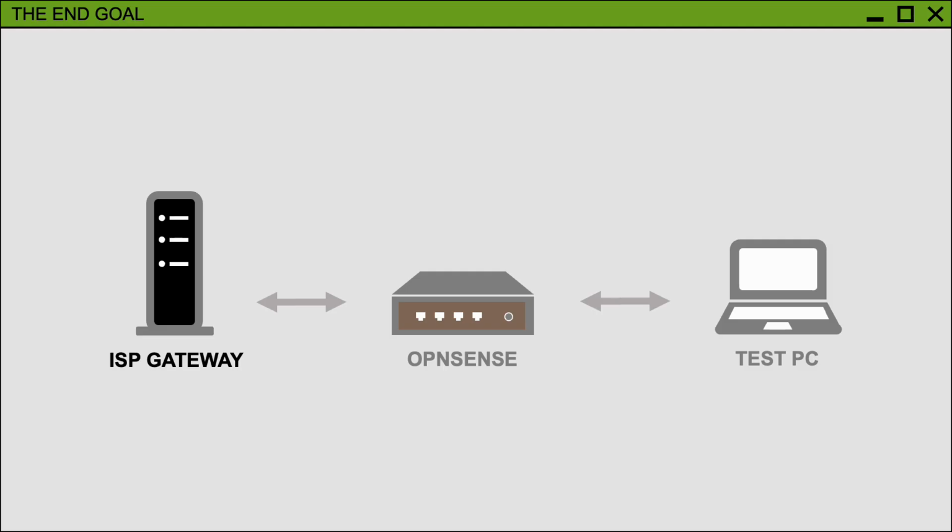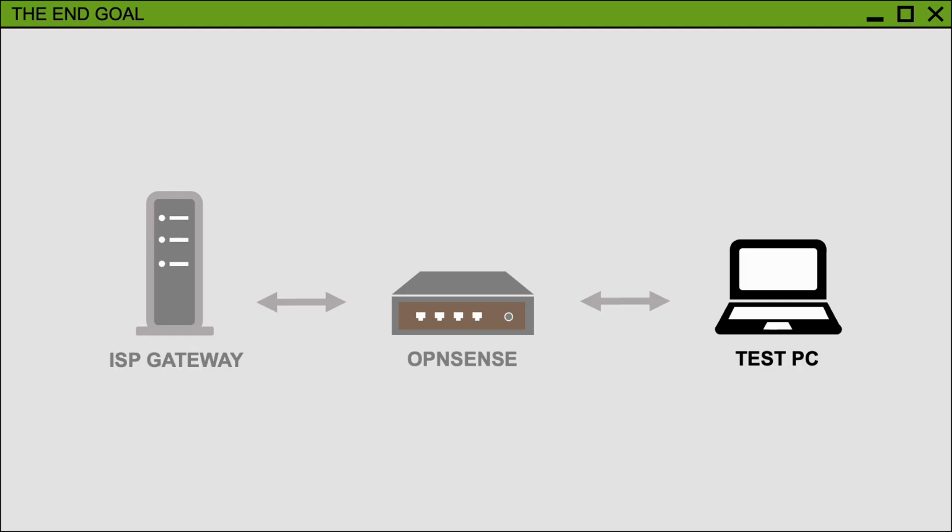Now, it's possible that your ISP gave you a modem instead of a gateway. With a gateway, you just connect devices and you get an internet connection. A modem requires extra steps, like installing software and entering a username and password. If you have a modem, you can still use OPNsense, but it's going to require some additional configuration that I can't provide. You may need to contact your ISP for specific instructions.